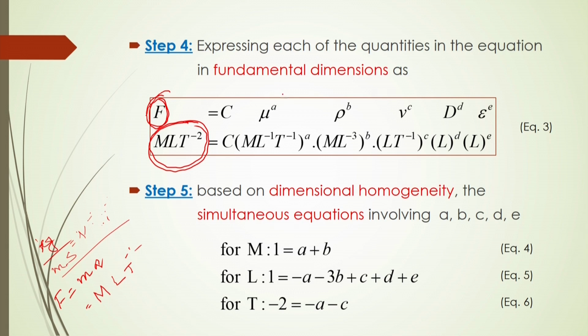Since we assume the exponent is a. Similarly, rho is M L to the power minus 3, whole to the power b. Similarly, the dimensions for v is L T to the power minus 1, whole to the power c. Similarly, d is the diameter of the pipe. So, what will be the unit? That will be length, so the dimensions will be L to the power d.